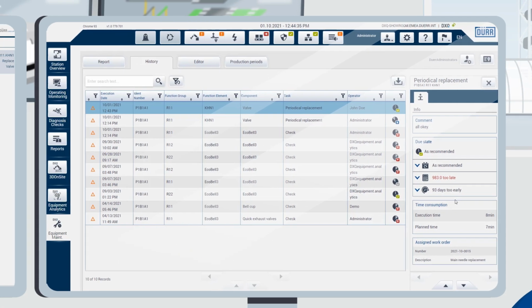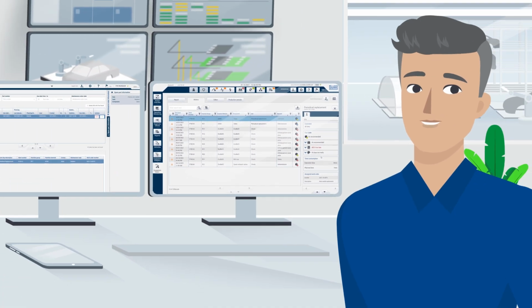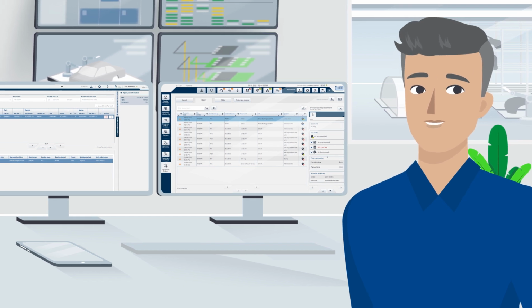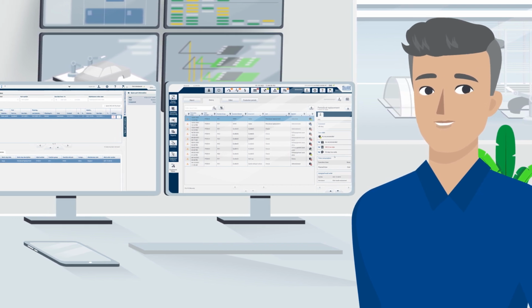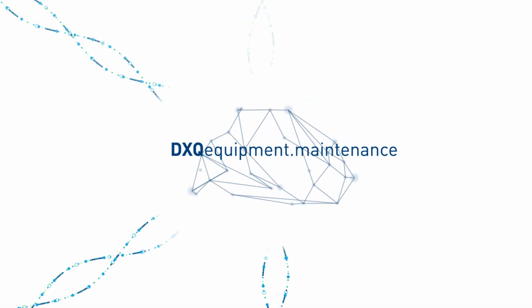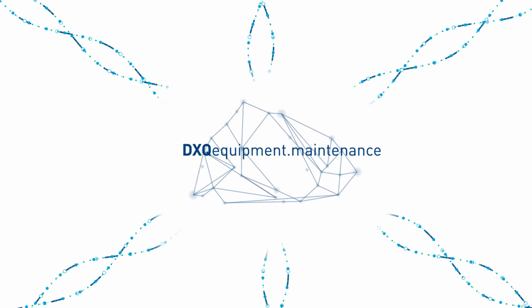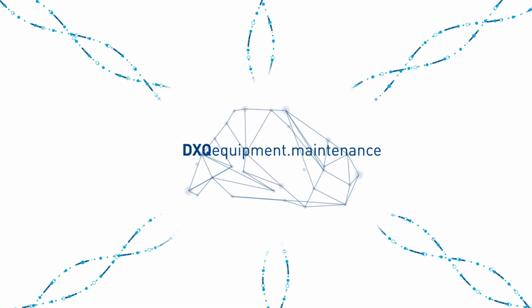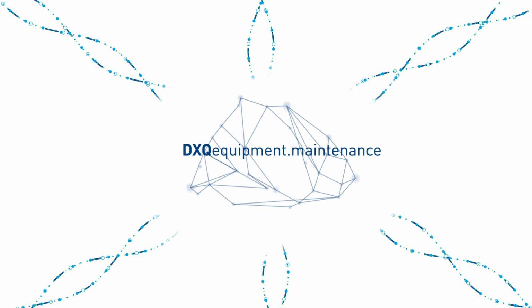The DXQ Equipment Maintenance History visualizes the successful completion of the maintenance task and the information about its execution. The open interface maximizes efficiency through integrated systems. DXQ Equipment Maintenance by DIR.